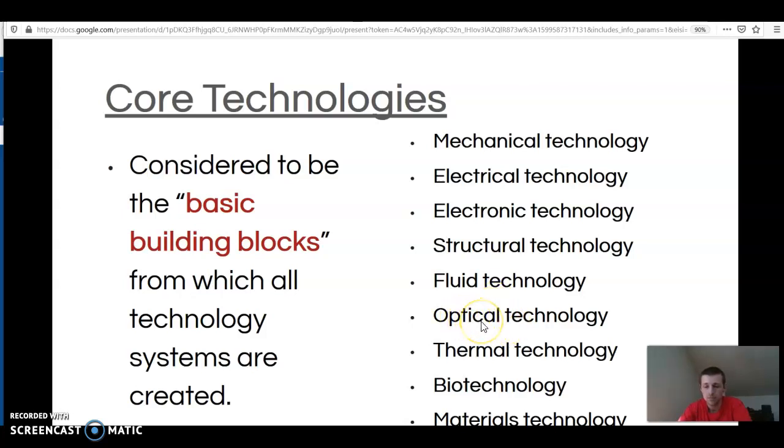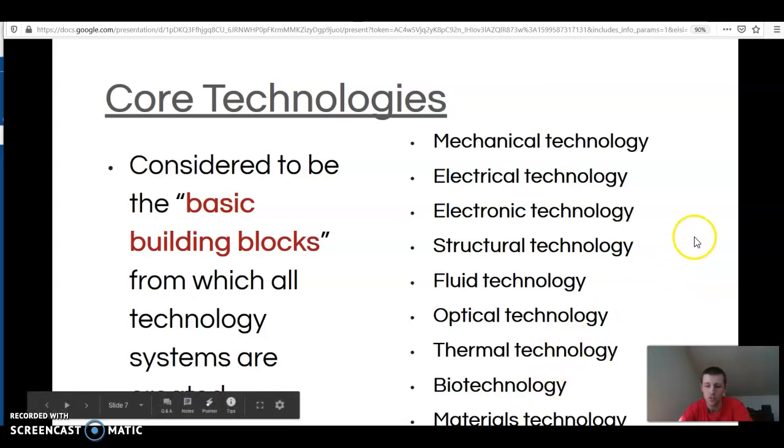Optical technology, things like cameras, lenses, lasers. Thermal has to do with both heating and cooling. Biotechnology, of course, is any kind of living thing being harnessed for its properties. Creating fake meat out of plant products is a big one right now. It's a biotechnology. Materials technology is kind of inherent to almost anything you touch. We have to pick a material that goes well with it. So we have to refine it, figure out the properties we want, and then finally decide on which material is the best fit.